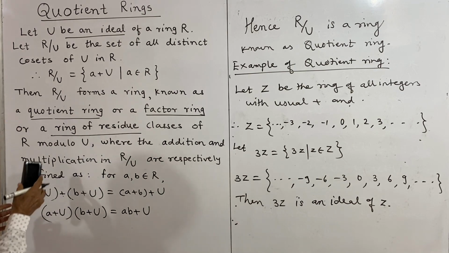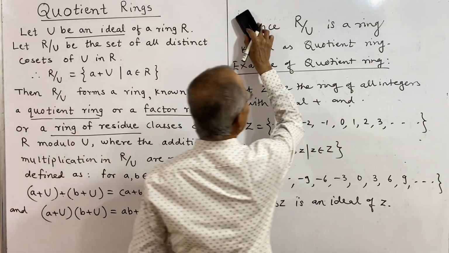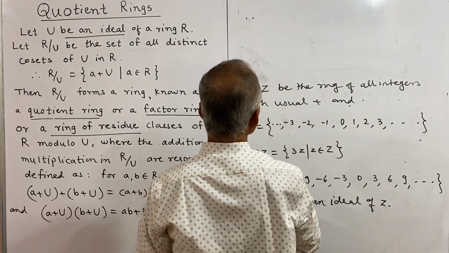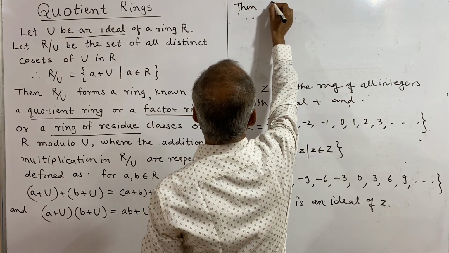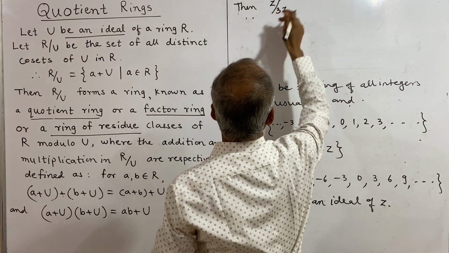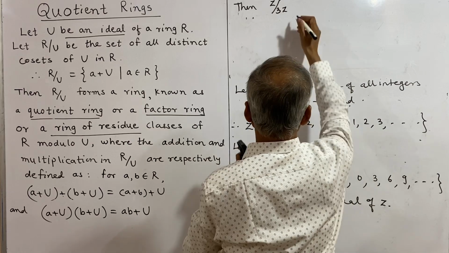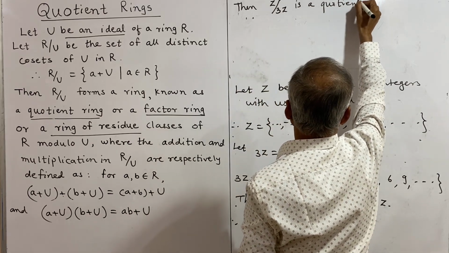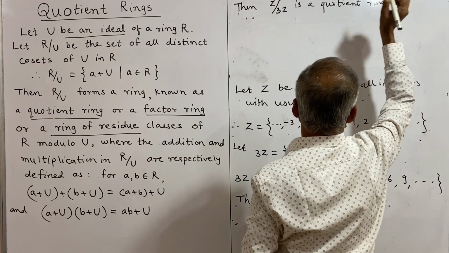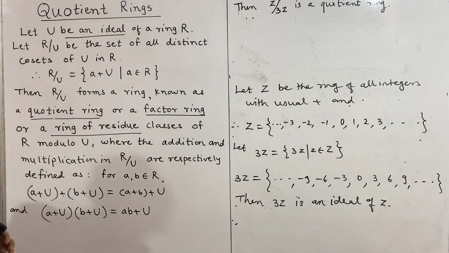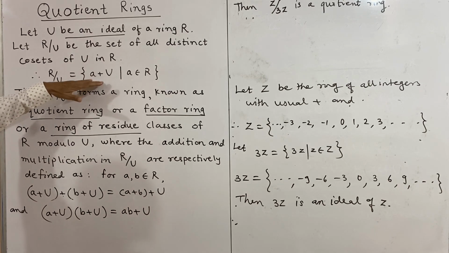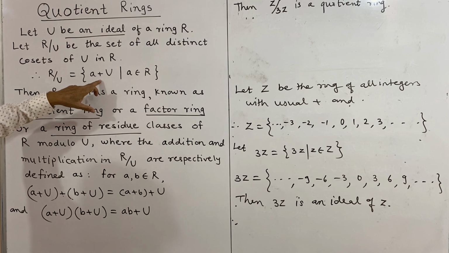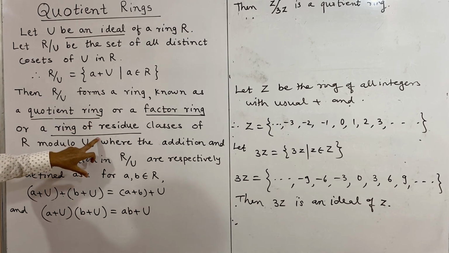And now what is the quotient ring? The quotient ring will be R by the ideal. R here is Z. Then Z by 3Z is a quotient ring, and that is the set of cosets of 3Z in Z, or residue classes.